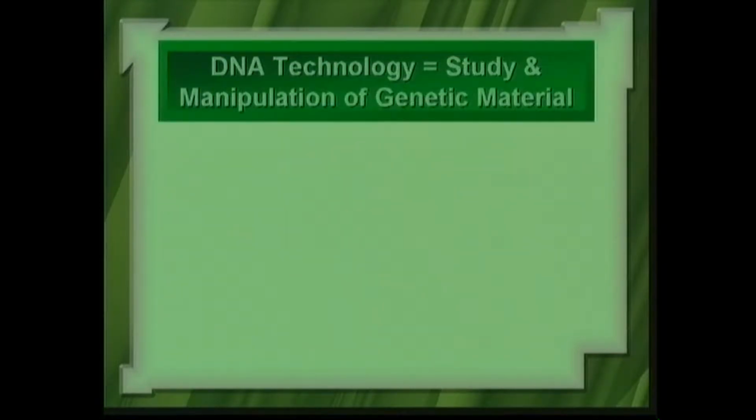So first of all, what is DNA technology? DNA technology is simply the study of and also the manipulation of genetic material. And if you recall from the previous lectures, the one before last, we talked about Mendelian genetics or classical genetics, that generally we have this genetic material in plants' genomes, also in humans' genomes. And what we do is we study this and we can actually manipulate it to our own purposes.